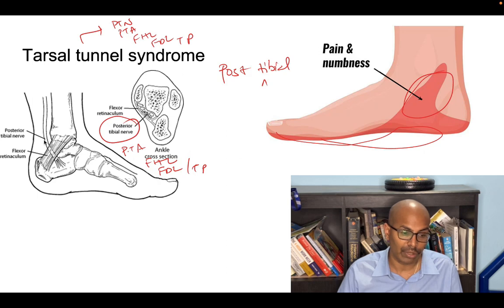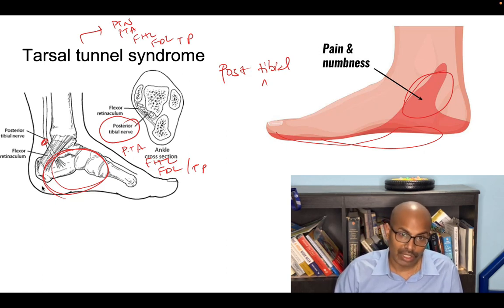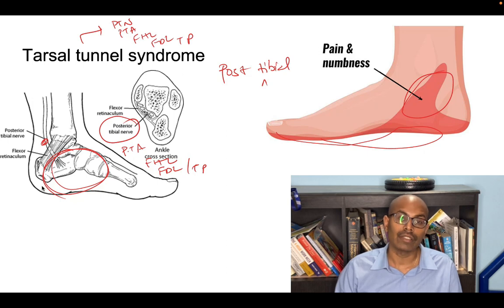That is when you tap proximal to the compression site, there is a current shock-like sensation in the area supplied by the posterior tibial nerve. This is called Tinel sign. We will go into more details in other videos, but for now, tarsal tunnel syndrome is basically compression of the posterior tibial nerve in the tarsal tunnel.